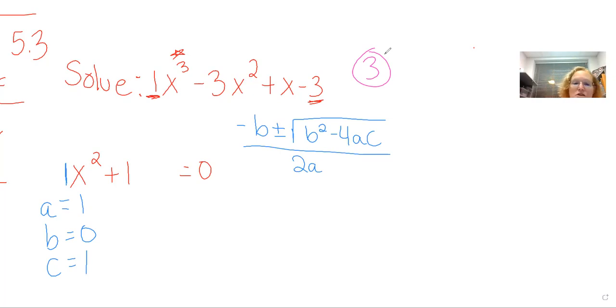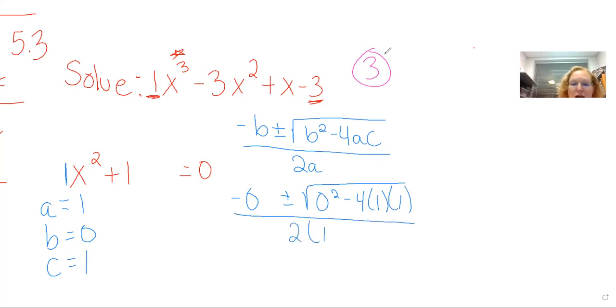So now let's plug in. So we have negative b, well that's 0, plus or minus big square root sign, b, 0 squared, minus 4 times a, which is 1, times c, which is 1, over 2 times a.